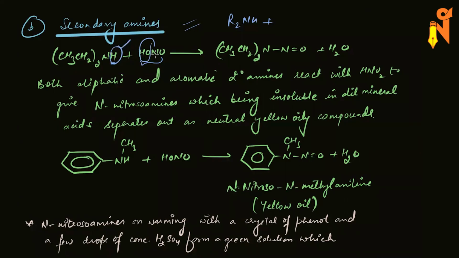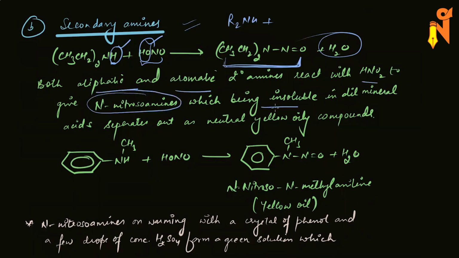The hydrogen of the secondary amine goes out, OH from HNO2 goes out, and water release happens, and the remaining substances combine. So this kind of nitroso product forms. This is a nitrosoamine. This we call nitrosoamine. Both aliphatic and aromatic secondary amines react with HNO2 and give you N-nitrosoamine, which is insoluble in the mineral acid.